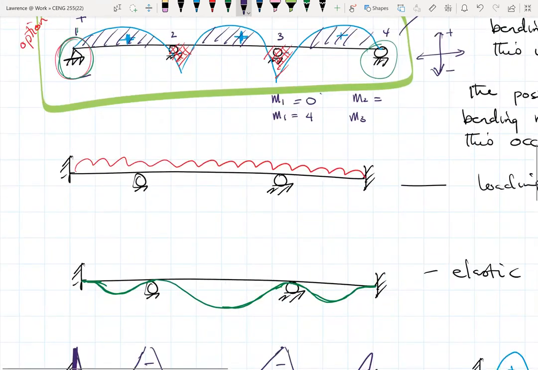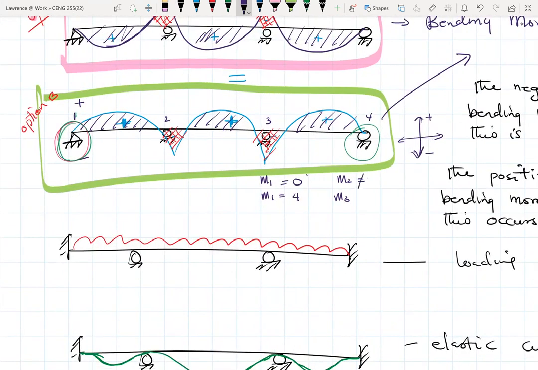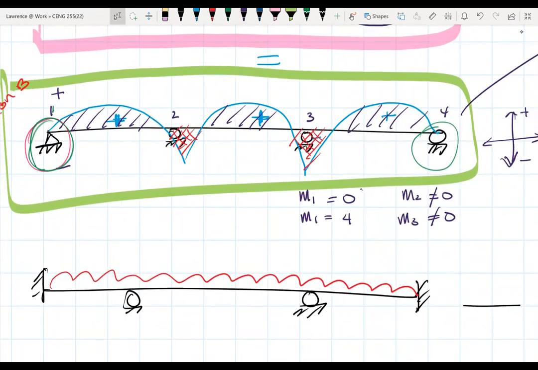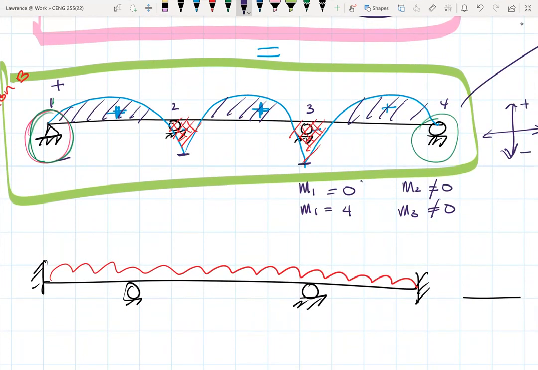For interior supports, the moments at those interior supports are not 0. That's how come when we drew the bending moment diagram, there is this value right here at these ends. We don't know what they are, but typically they are not equal to 0. In some cases they might be, depending on the loading, but usually M2 and M3 will not be equal to 0.